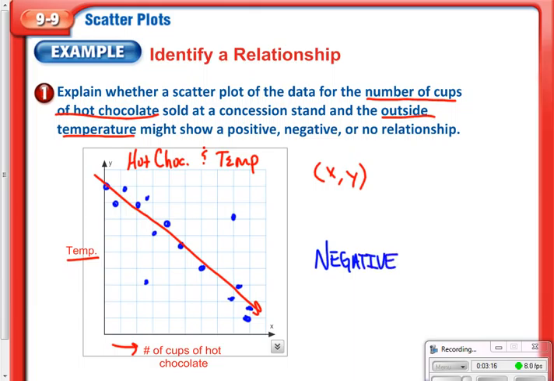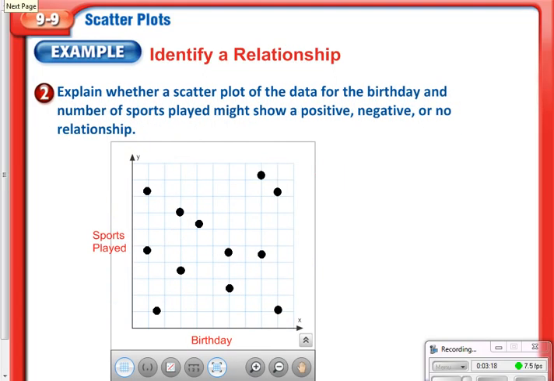Example number 2. In this graph, the plots are already given for us. It says, explain whether a scatter plot of data for the birthday and the number of sports played might show a positive, negative, or no relationship. Our axes are already labeled. Sports played is our y, birthday is our x, and our scatter plot is already in there. Just looking at this, there would be no relationship. There wouldn't be a line of fit to draw in here because I couldn't get about half above, half below, and it doesn't look like it's increasing or decreasing.